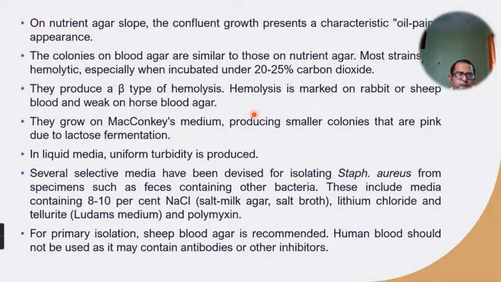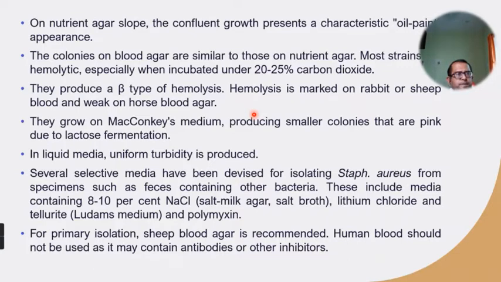This bacteria can grow on the MacConkey's agar, which is a selective medium for E. coli. Here, it produces small colonies that are pink in color due to the fermentation of lactose. This bacteria can also be grown in liquid medium, where it forms uniform turbidity.